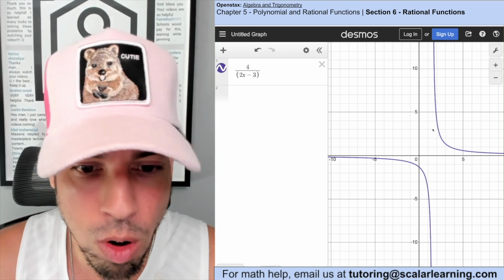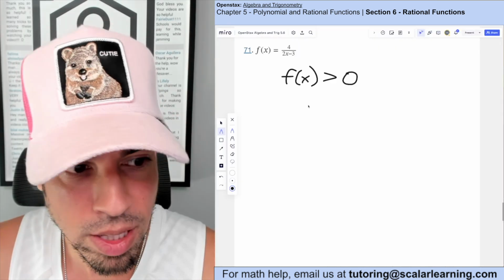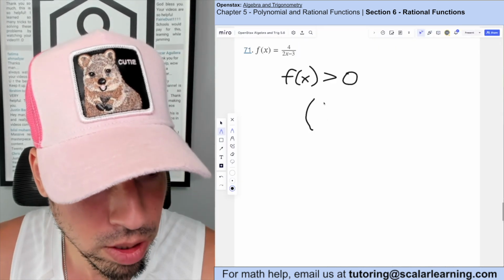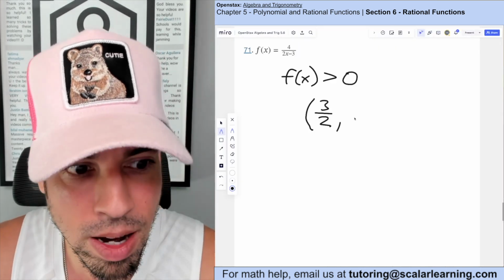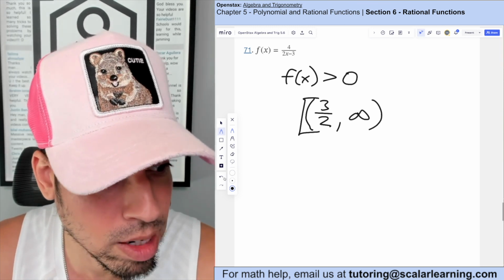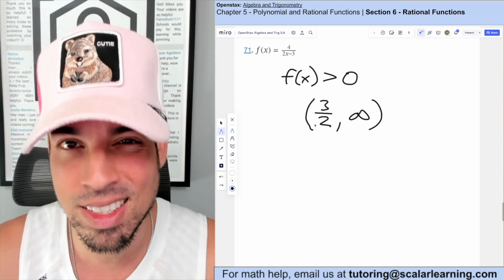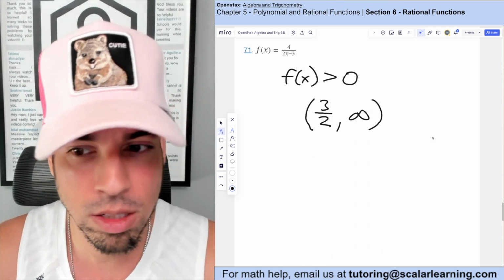So I would say for all values greater than 3/2, aka 1.5. If we put that in interval notation, it's everything from 3/2 to infinity. It's not a square bracket because we're not including 3/2, since it's a vertical asymptote. It actually doesn't exist at 3/2. But this is your answer.